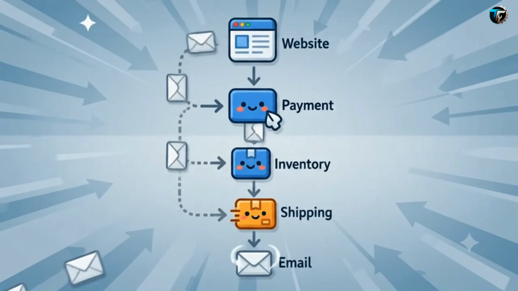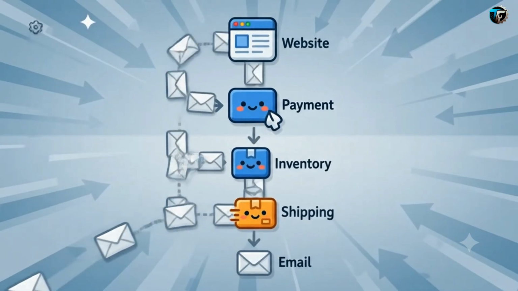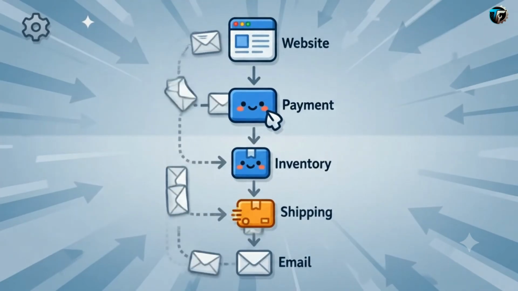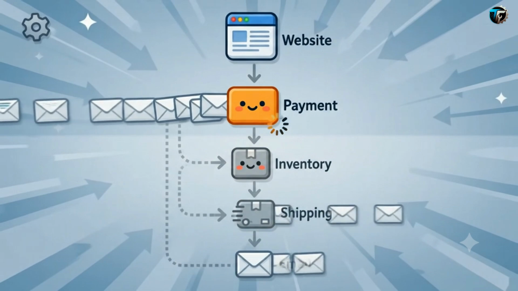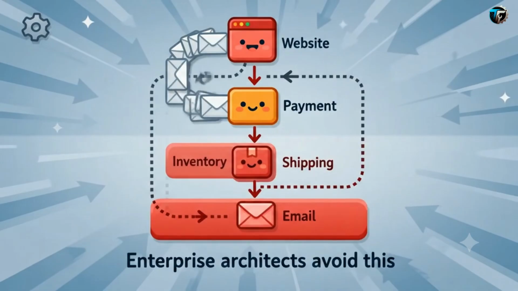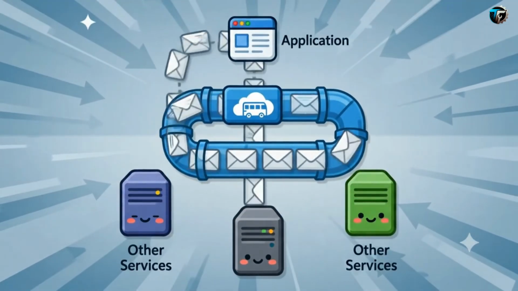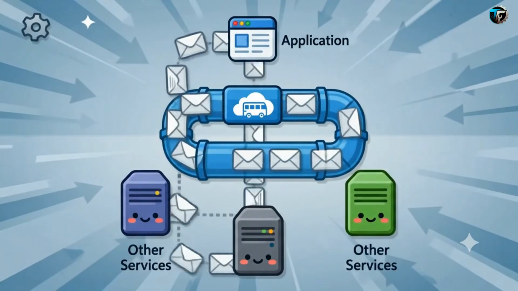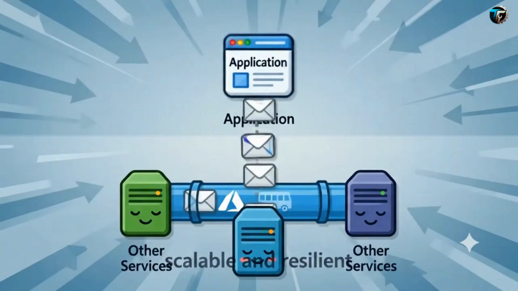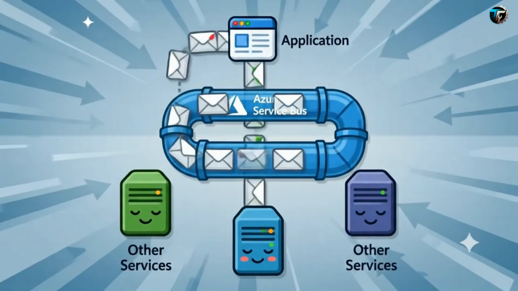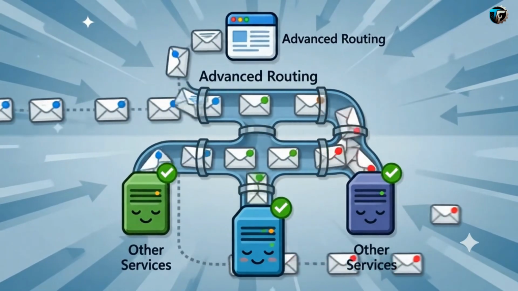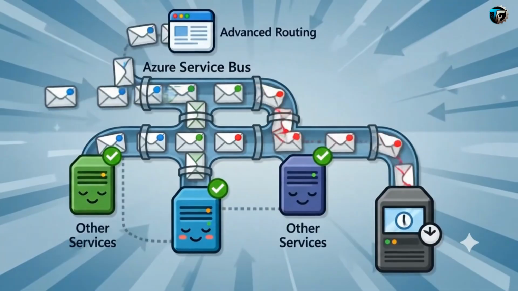Imagine one service calling another directly. If payment becomes slow, everything behind it waits for the one above to complete. One slow service blocks the entire application. This is called tight coupling. Enterprise architects avoid this. Azure Service Bus is a reliable messaging service. Instead of services talking directly, they exchange messages. The sender doesn't wait. The receiver processes the message whenever it's ready. This makes applications much more scalable and resilient.